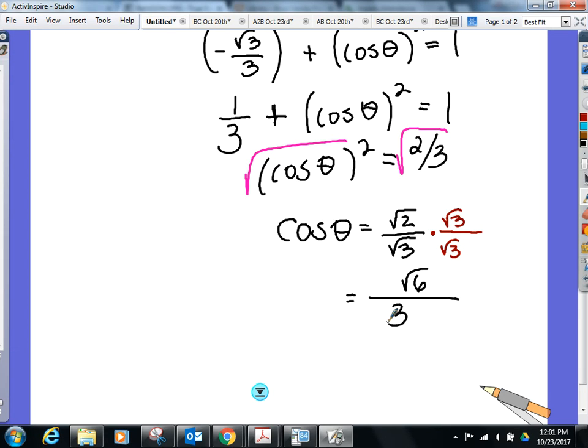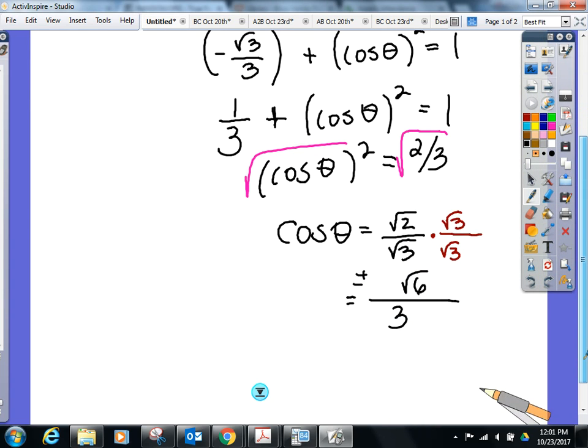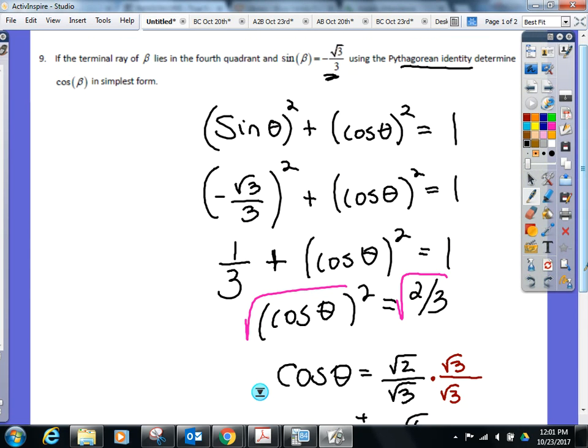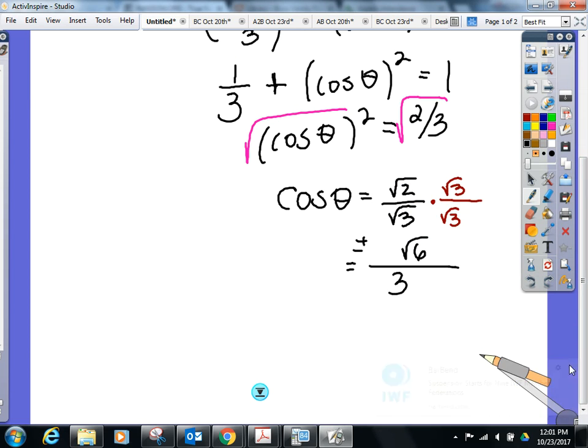What usually happens when you take the square root of something? You're left with the plus and minus version, right? But let's go back up top. Vinny, what quadrant am I working in? Quadrant 4. And you just found cosine in quadrant 4. A, S, T, C.